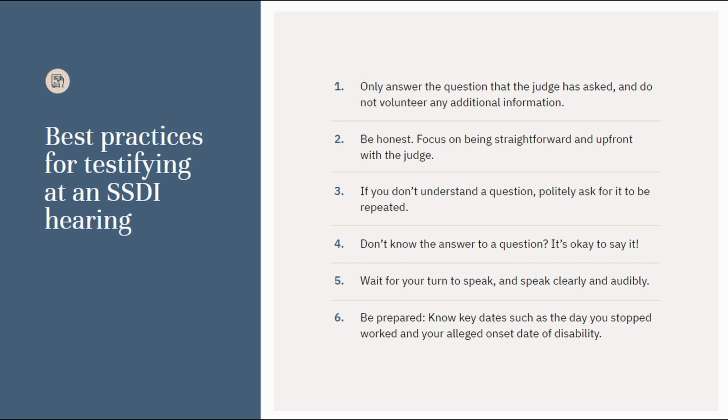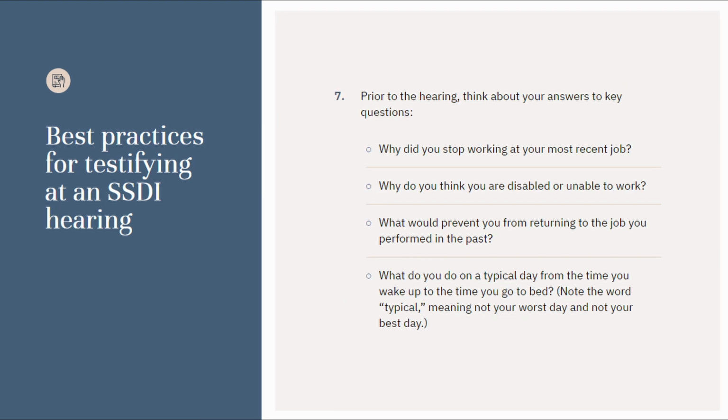What information do you need to prepare? It's helpful to know key dates, such as the date you stopped work, which is what Social Security calls the alleged onset date of disability. Prior to the hearing, think about your answers to key questions. Why did you stop working at your most recent job? Why do you think you're disabled and unable to work?